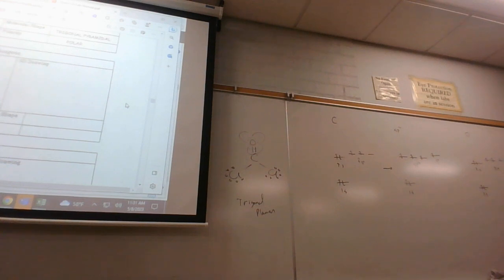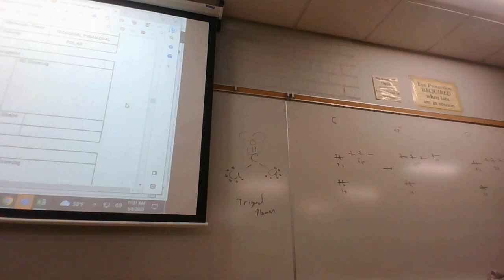Chlorine is going to be 1s2, 2s2, 2p6, 3s2, 3p.